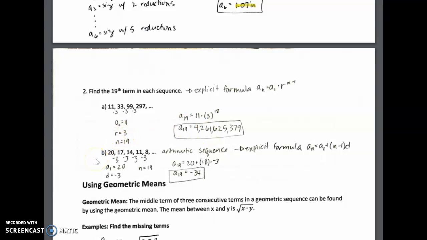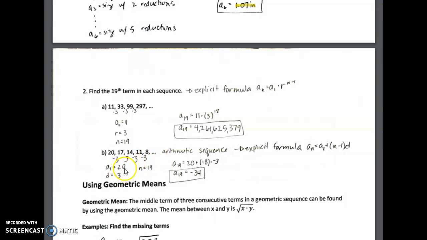In letter B, we're doing the same thing. This time we're subtracting. So this is an arithmetic sequence. So to find the 19th term, I'm going to use the explicit formula for arithmetic sequences, which is given here. You can refer back to those notes as well.